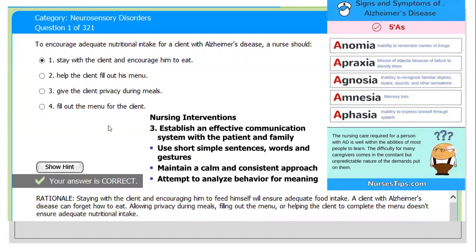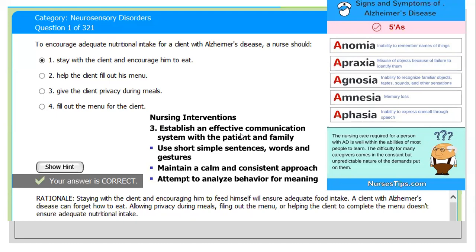So first of all, as an RN, it is very important to establish an effective way of communication with the patient who has Alzheimer's disease. Alzheimer's causes a gradual decline in memory, thinking, and also skills. And symptoms depend on the stage of the disease.